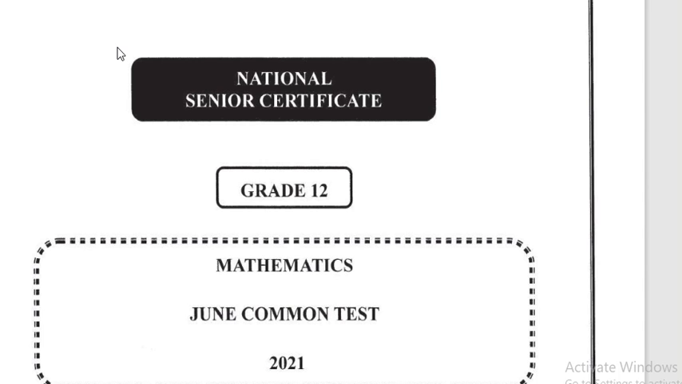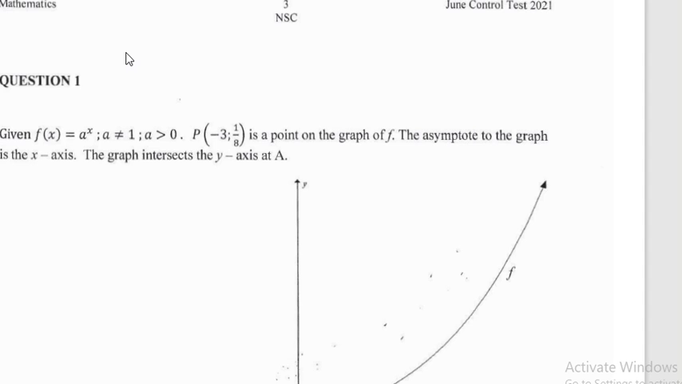National Senior Certificate, Grade 12. Hi. Let us look at this question paper, June Common Test 2021. All right, let us look at it. We're going to focus much on question 1.1 up to 1.6.